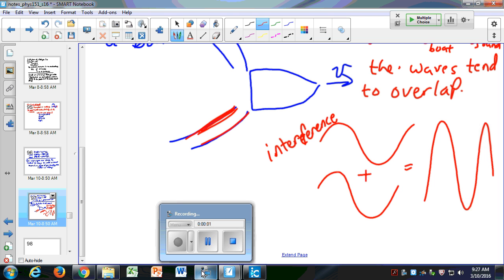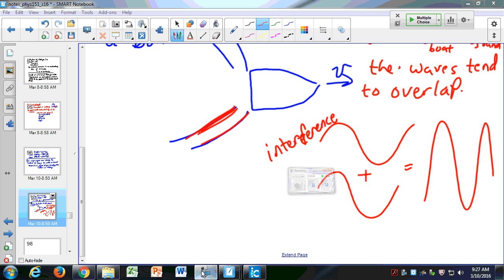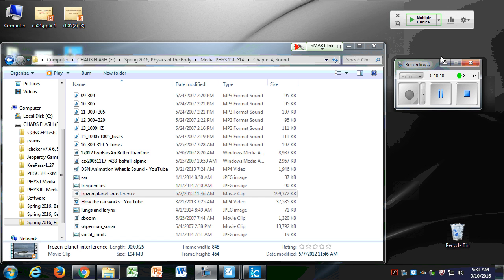He's gone. But these killer whales have a very interesting way of hunting seals, where they use their motions in concert to create waves that will add up so that when I add up my peaks to my peaks, I'll get really high amplitude waves. And they use this property of interference to hunt for animals. So let's watch it. It's fairly interesting.